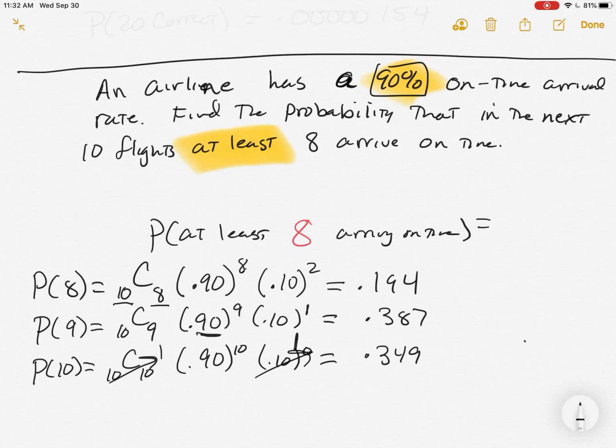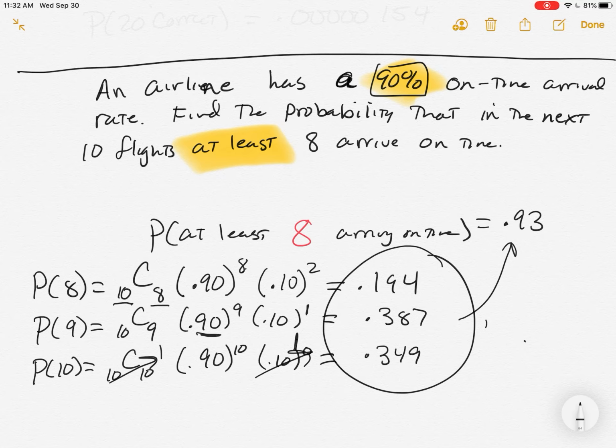Now we're not done. The probability that at least 8 arrive on time is the addition of those. So we're going to take our 0.194, add to that the 0.387, and add to that the 0.349, and we're going to get 0.93. You have a 0.93 probability that at least 8 are going to arrive on time. And that makes sense because we're right around what should happen if there truly was a 90% on-time arrival rate.